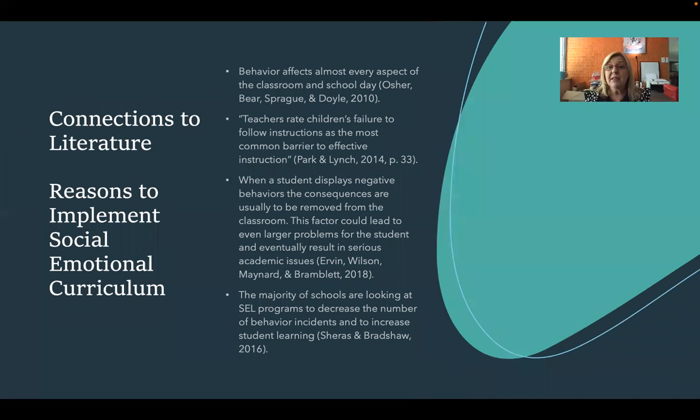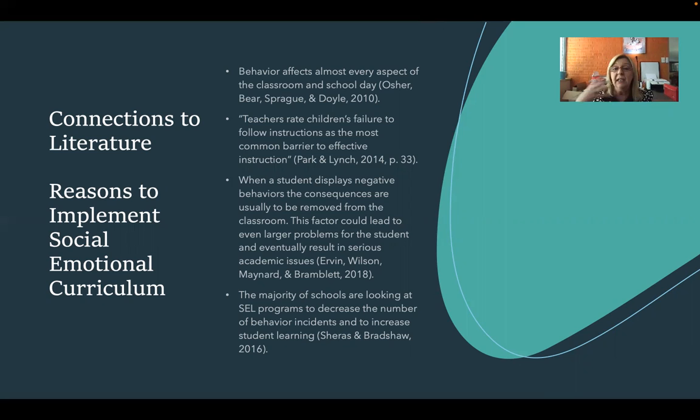So whenever I wanted to do this, I went to the literature to see what the research was. And there were several sources that gave me reason to want to implement this program. So behavior, we know as teachers, affects your everyday classroom. And teachers say that the biggest barrier to effective instruction is students' behavior. Normally, they are removed from the classroom, and so we know that this affects their academic instruction, and in the long term could cause serious academic issues.